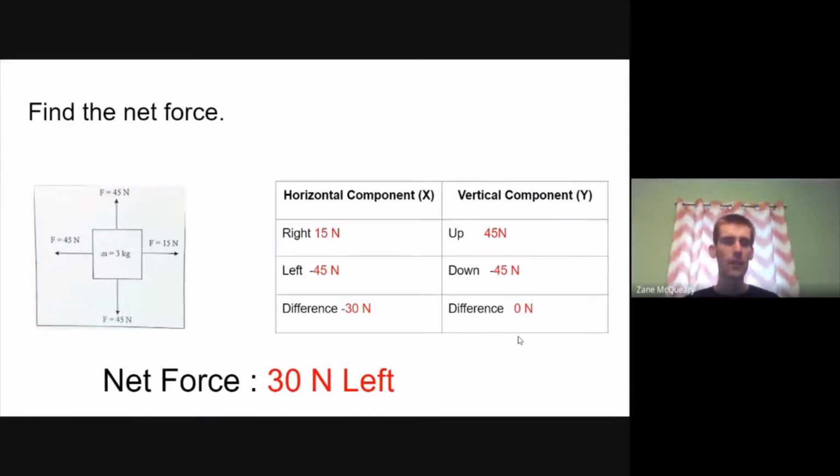This time, we're given a mass in the middle, and it turns out it doesn't matter one way or the other. They could give us any mass they wanted. That net force would be the same. So the horizontal component, we have 15 to the right, 45 working against it to the negative. So the difference will be negative 30, or 30 newtons to the left. And the vertical component, 45 up and 45 down, means that that is a balanced force in the vertical component. So what do we have left over? 30 newtons to the left.